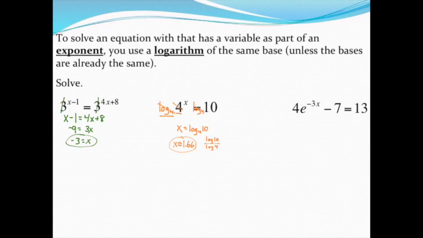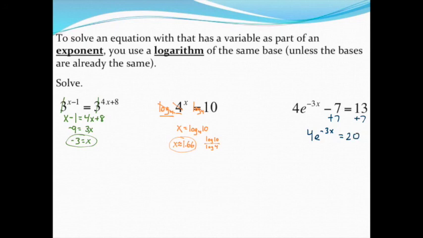Alright, for our final example, I've upped the difficulty quite a bit. I want to get that x out of the exponent, but before I do that, I have to take care of all this other stuff around it, just like we always do when we're solving. First up is to take care of any addition or subtraction. So I'm going to start by adding 7 to both sides of this equation. So 4 times e, remember e is just a number, it's not a variable. So 4e to the -3x would be equal to 20.